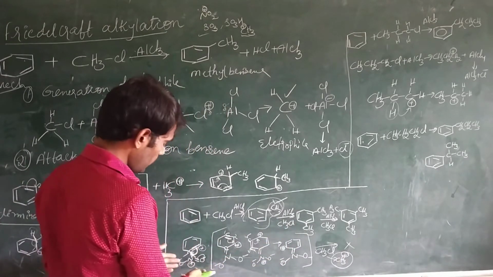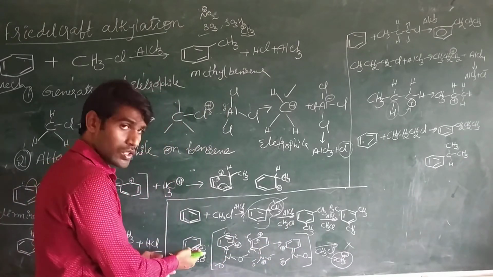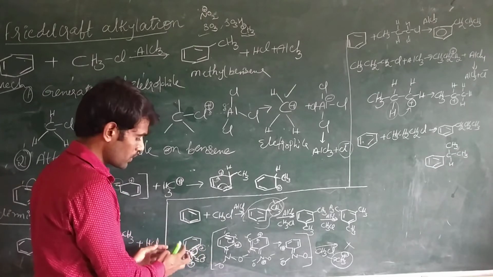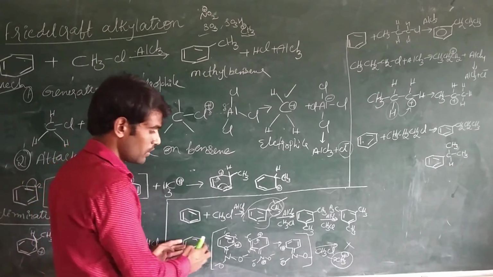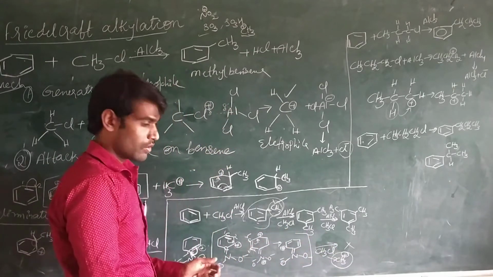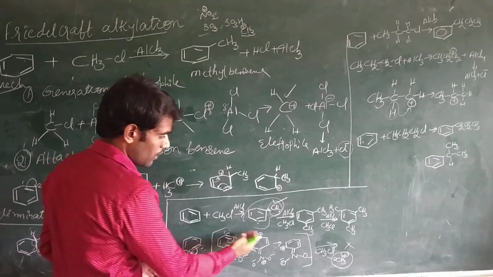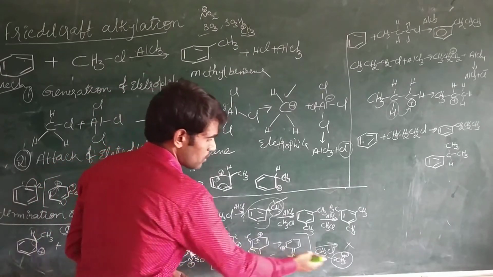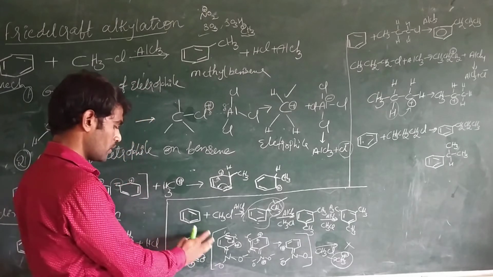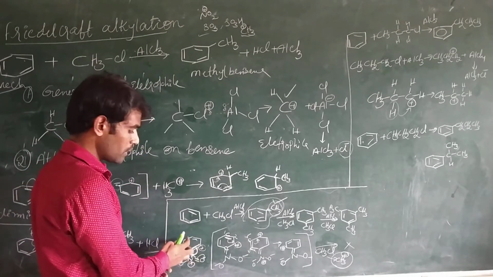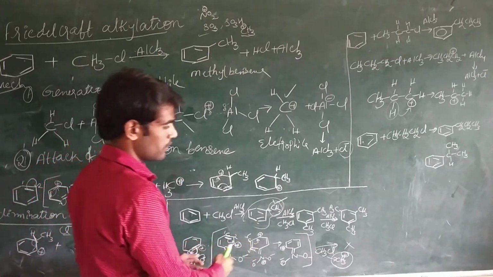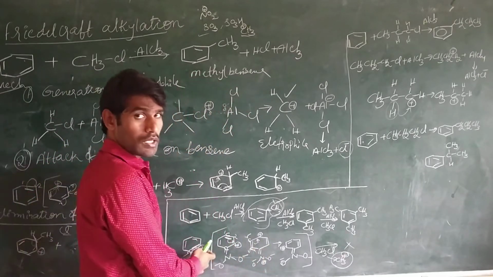Both the positive and positive charges are undergoing repulsion. So that's why benzene containing electron withdrawing groups is not undergoing alkylation, because the electrophile needs electrons. This molecule also needs electrons. Both the positive and positive charges undergo repulsion. So that's why benzene containing electron withdrawing groups does not undergo alkylation. It is very difficult to participate in an alkylation reaction.